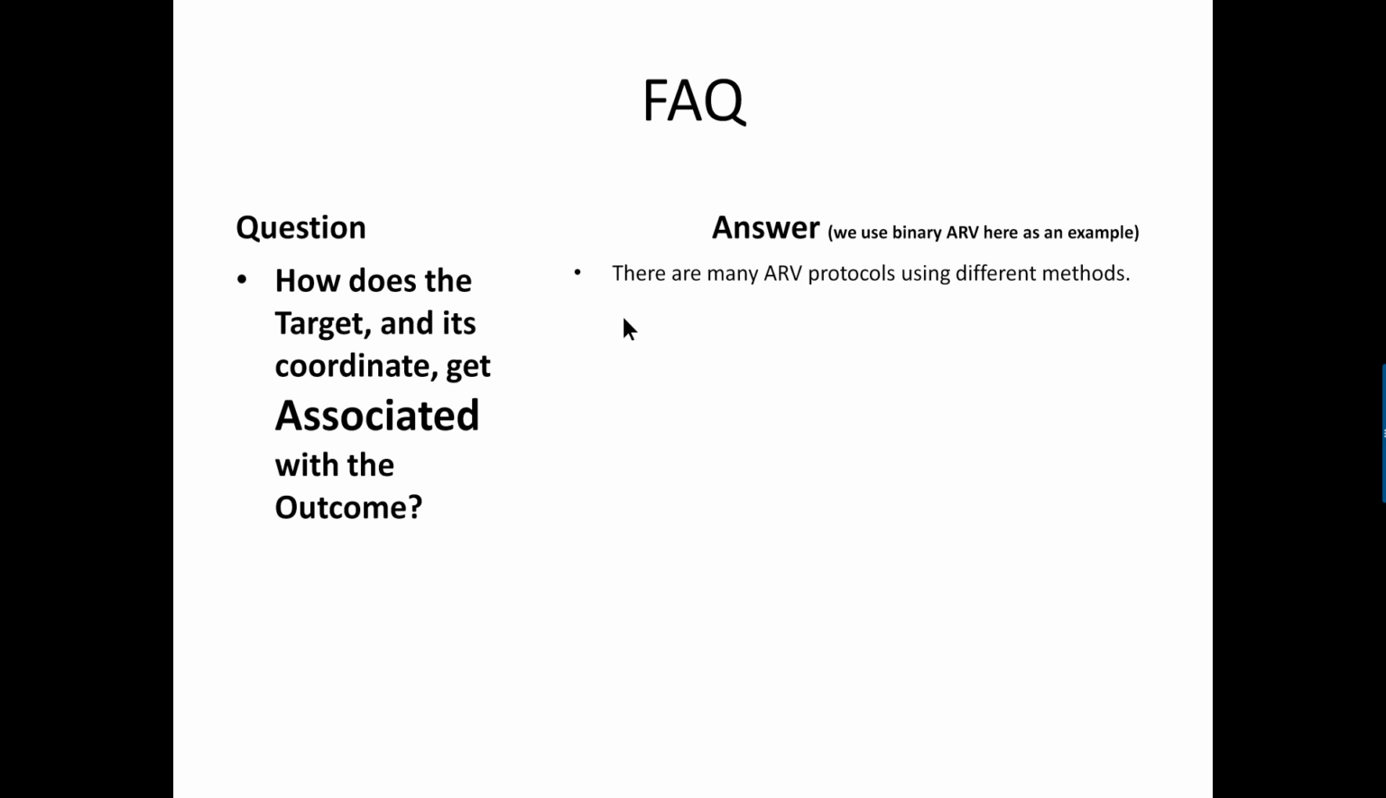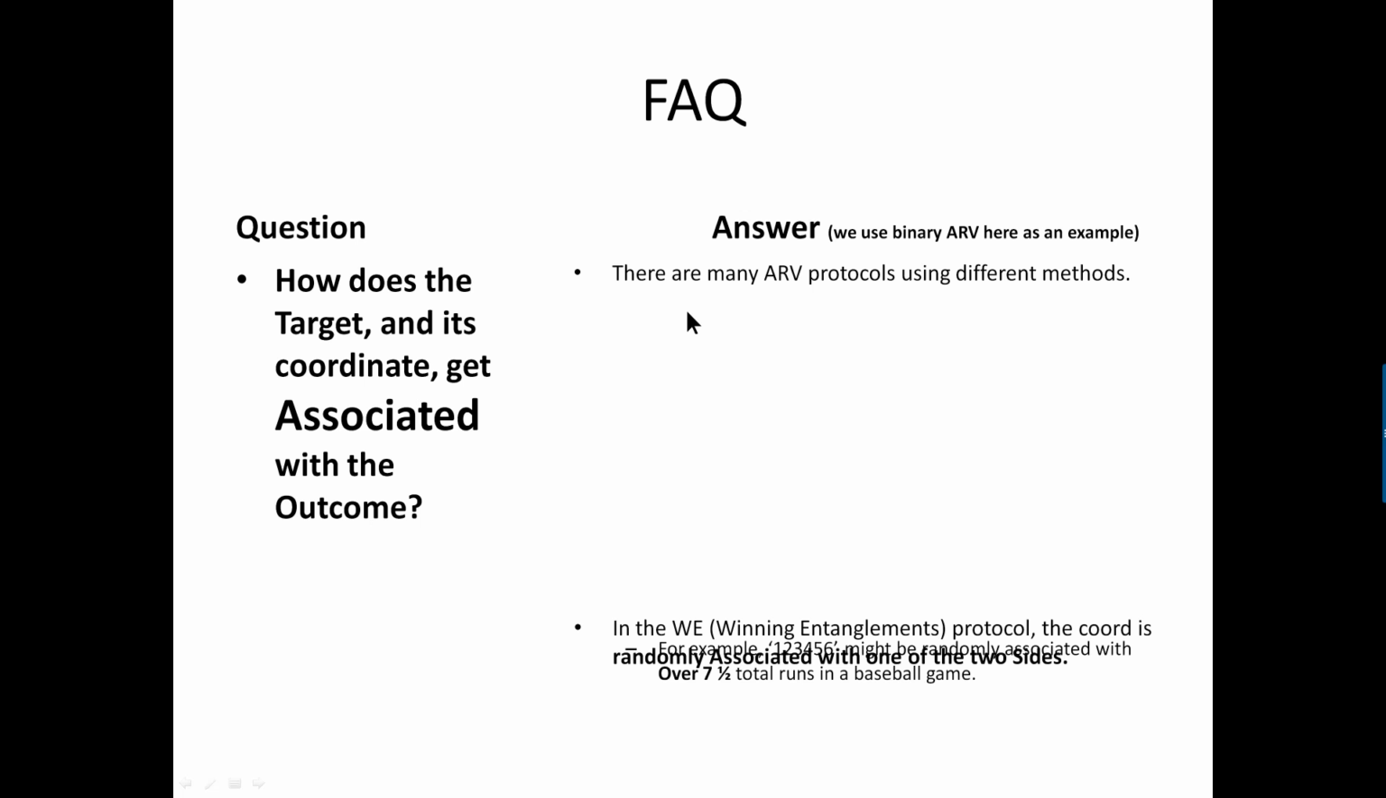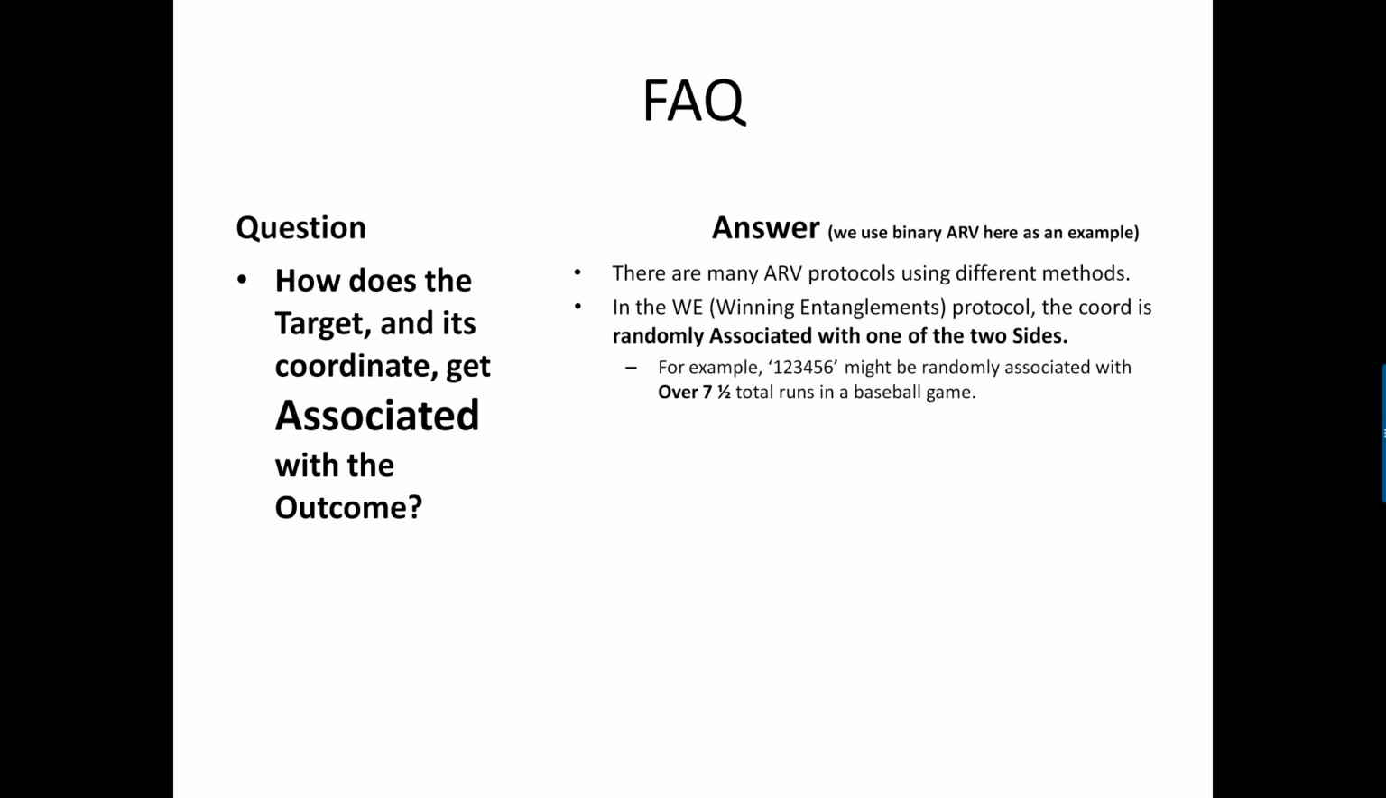Now, first of all, you have to understand there are many ARV protocols and they use different methods. But conceptually, they must all do the same thing. They must make this association where there are going to be two associations and then somehow connect it with the one final outcome. I'm going to show you what we do in WE, because most of the people right now in app are in fact using WE.